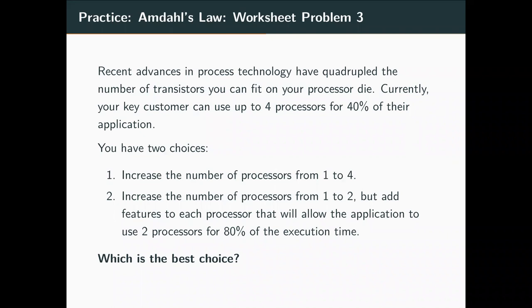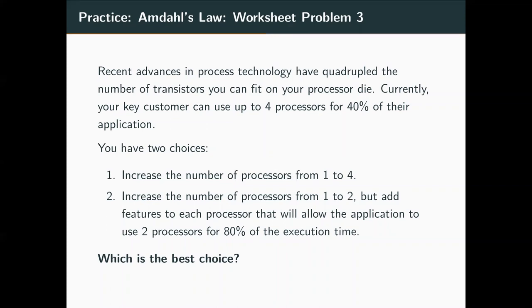Okay, so this leads us to another worksheet problem, which is basically we're able to quadruple the number of transistors we can fit on our processor die. And currently our customer can use four processors for 40% of their application, okay? So we have two different choices. With the additional four times the number of transistors, we can just make four cores. We're just assuming that all the cores can all fit on this quadrupled number of transistors. That's maybe a little bit inaccurate, but we'll just go with it anyway.